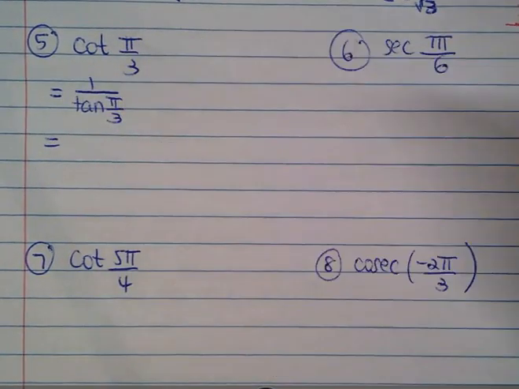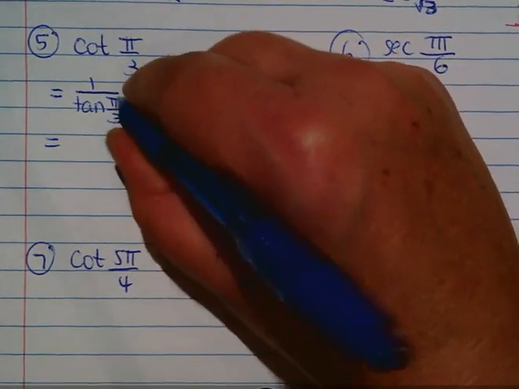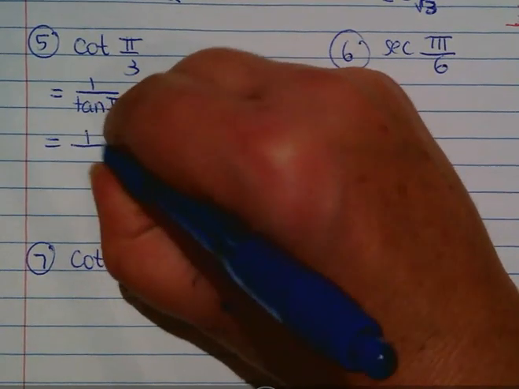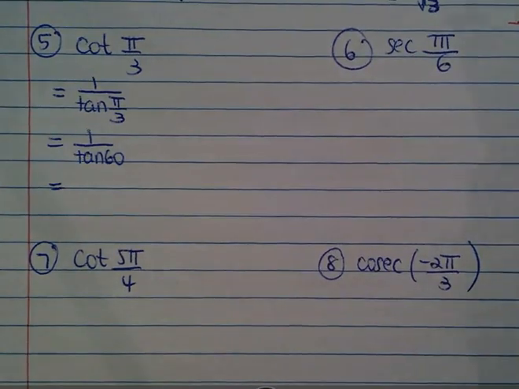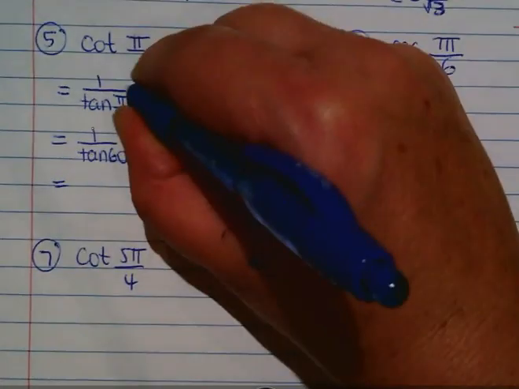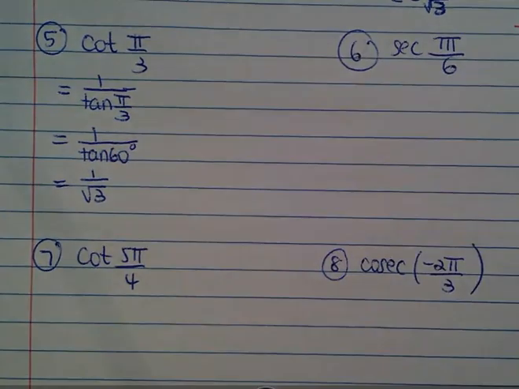Now, tan of pi on 3 is, be careful, it's tan of, pi is 180. So 180 over 3 is tan 60. So it's really 1 divided by tan 60, because pi on 3 is 60 degrees. So you should put your degrees there. So that's 1 over root 3.